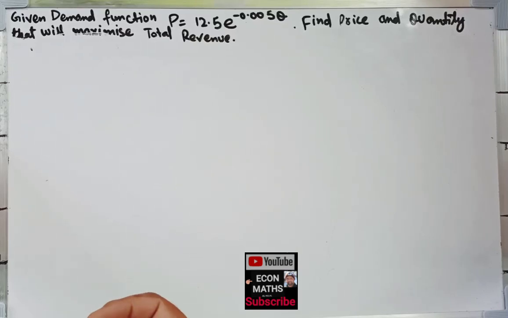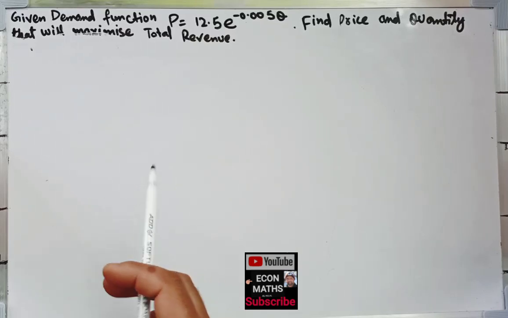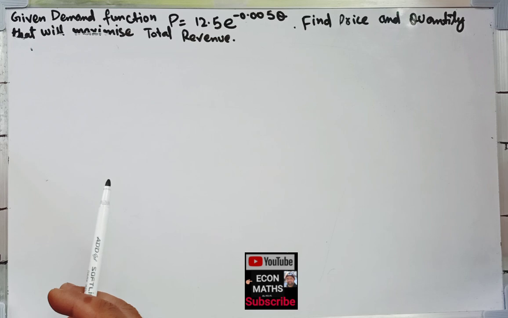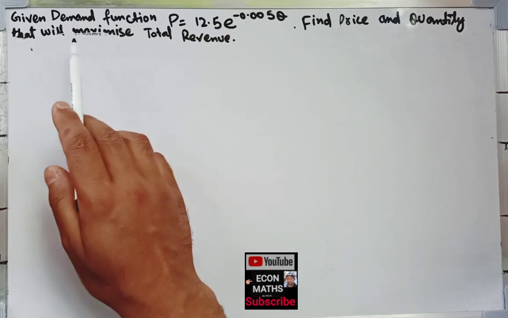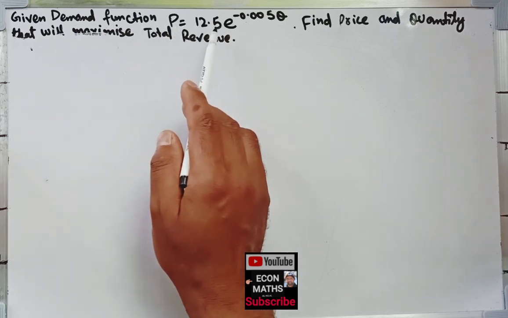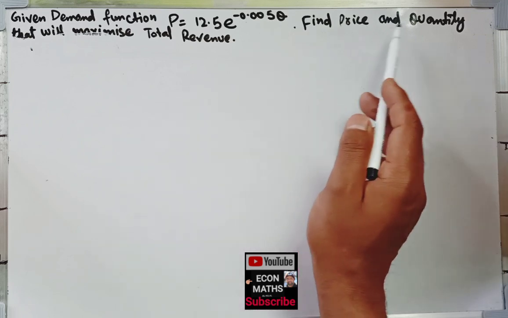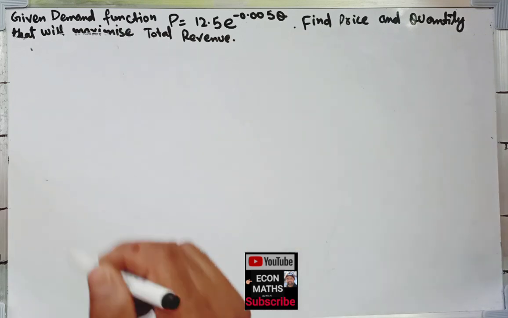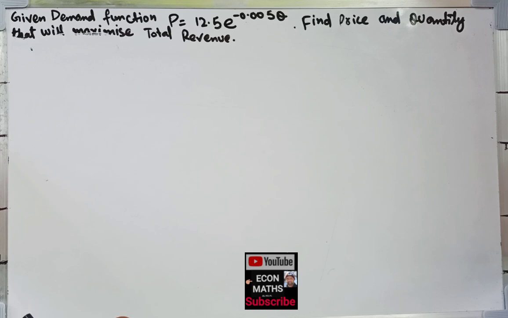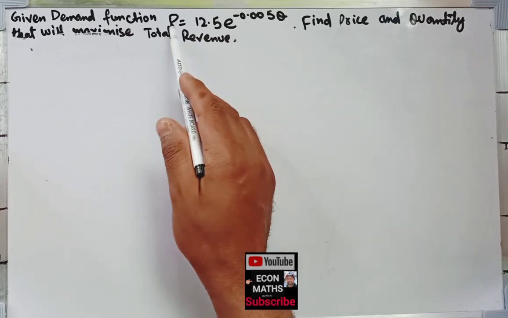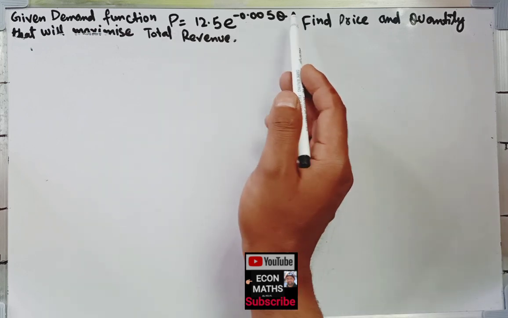Hi, this is Halal. In this video on the Mathematical Economics series, we will solve a numerical on the applications of logarithmic differentiation in economics. So the question is, given the demand function p = 12.5 e^(-0.005q), find the price and quantity that will maximize total revenue, where p is the price and q is the quantity.